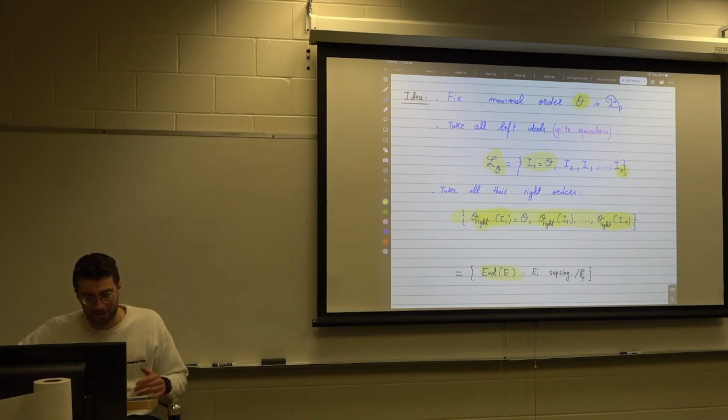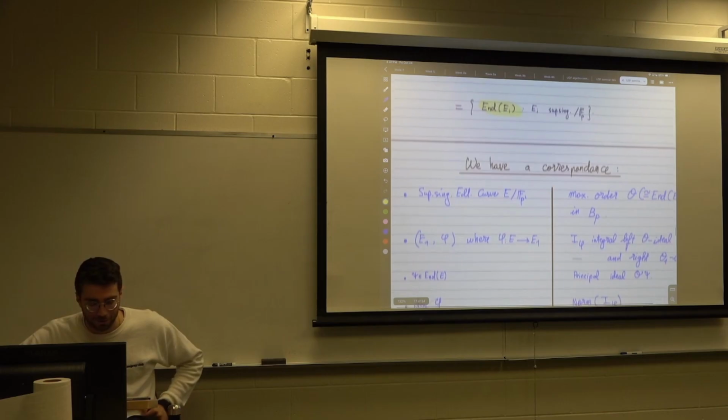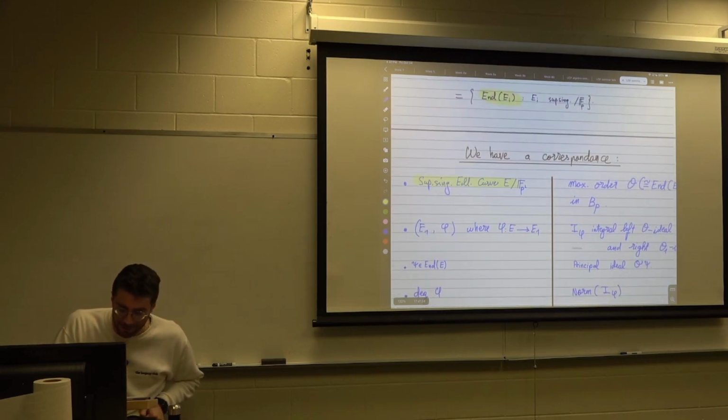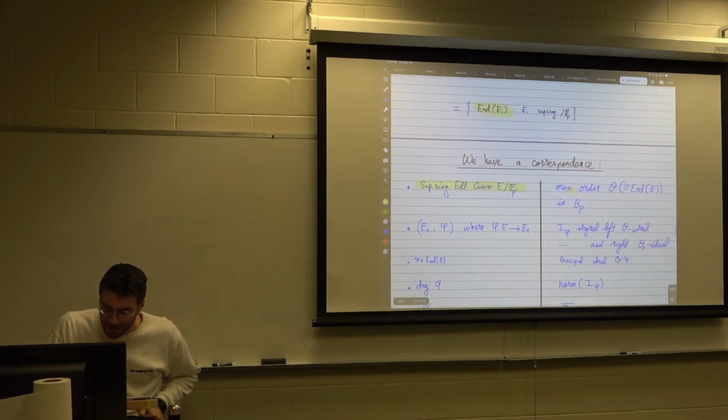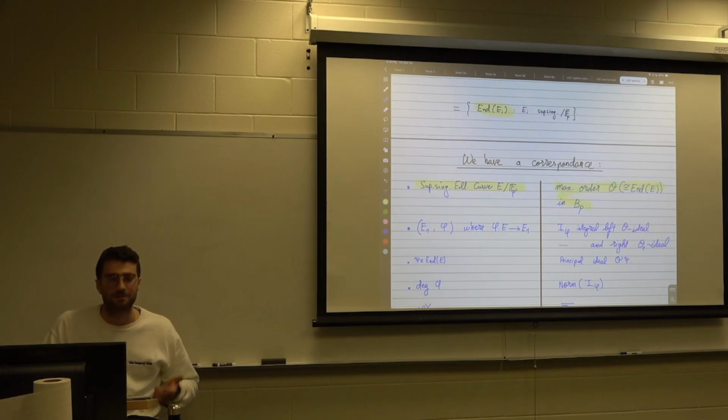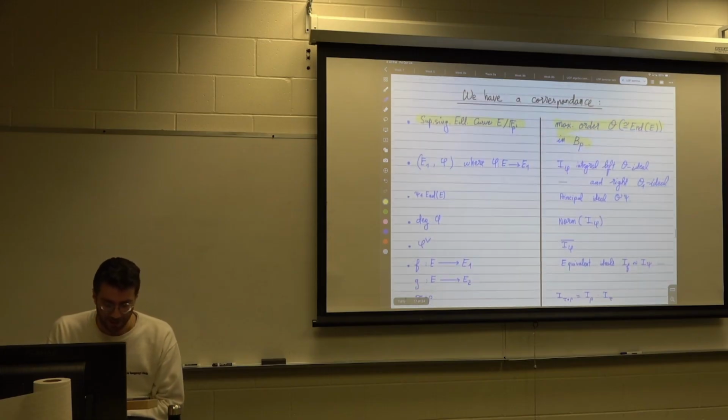So this hints to the following correspondence that we have. There's a correspondence between supersingular elliptic curves over F_p squared and maximal orders in B_p. And this, you might say, okay, well, that seems abstract, interesting for algebraists, but maybe not useful in practice. It will be extremely useful in practice.